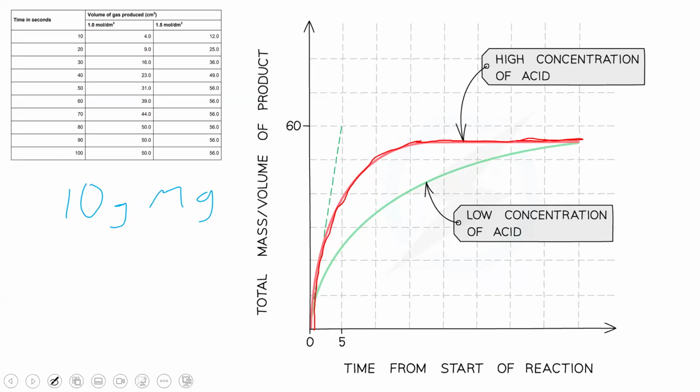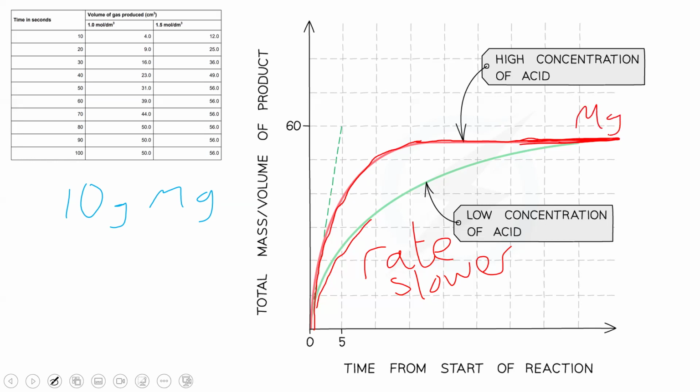Now, if you use a low concentration of acid, all you've got to realize is that the rate is slower, and you can tell it's slower because the graph isn't as steep. However, they both end up at the same place. The reason is that all of the magnesium, all of the substance that is being reacted, is used up. It just means that with a low concentration of acid, it takes longer to get there.